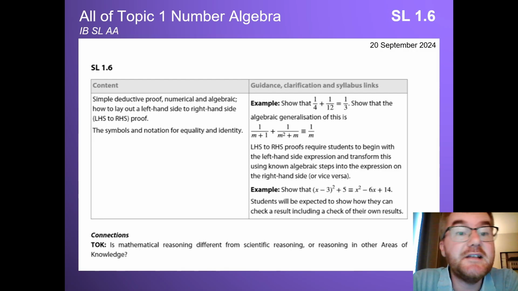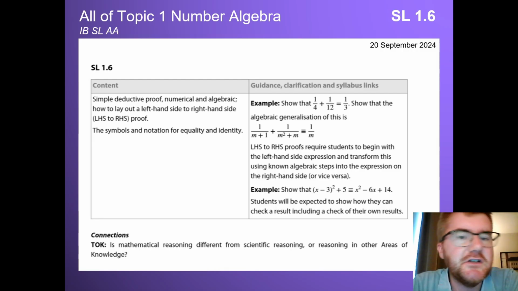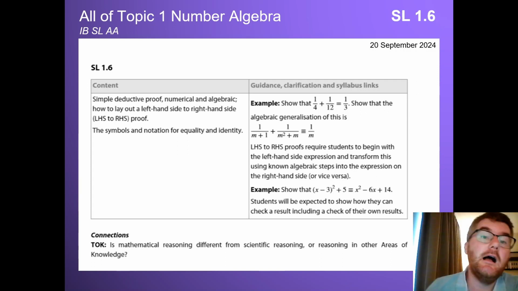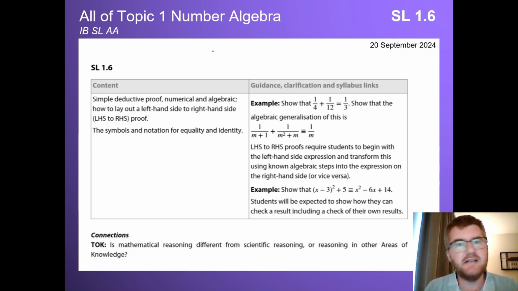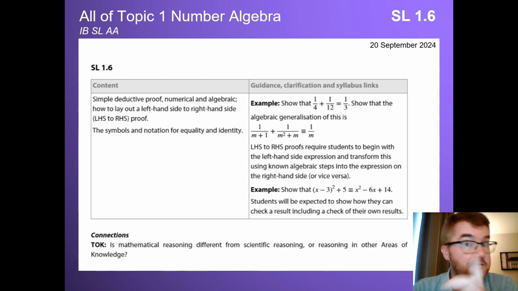Okay, on to SL 1.6. This is always a tricky one to teach to students because the deductive proofs can differ. Again, we don't go into much detail at all. If you're a high-level AA student, I'm sure you end up doing things like proof by induction, exhaustion, by contradiction.